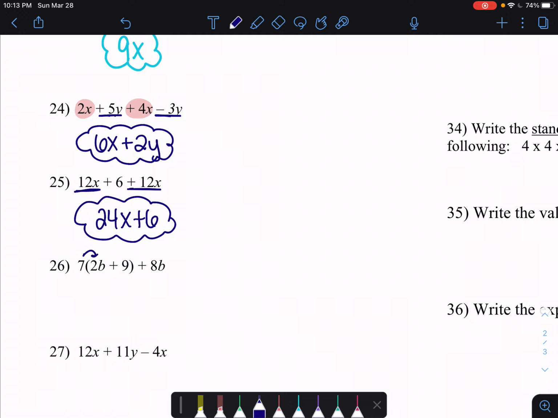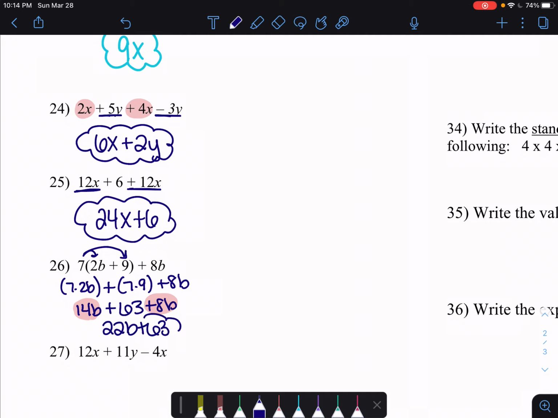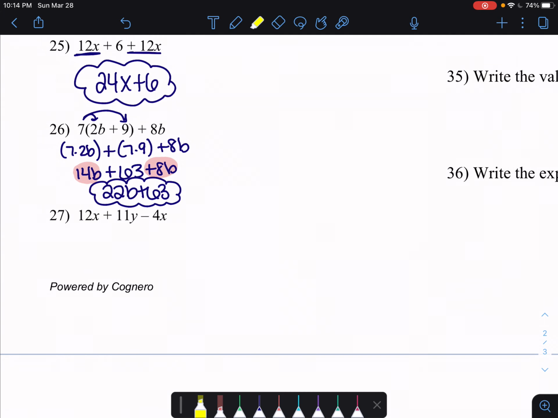In number 26, I'm going to distribute first. So 7 times 2b plus 7 times 9 plus 8b. So I've got 14b plus 63 plus 8b. And then I've got 14 plus 8 is 22b plus 63. In number 27, I only have a 12x and a minus 4x in common. So I've got 8x plus 11y.